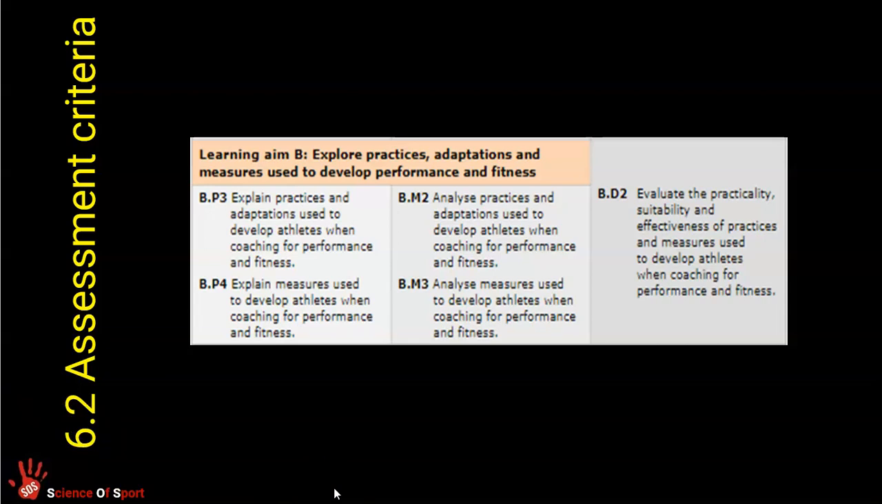This assignment obviously is on practices, adaptations and measures, and you can see it's 2 pass criteria for explaining the practices and adaptations and the measures you might use, 2 merits for analysing those factors, and then the distinction criteria comes from evaluating the things you might choose to be sure that they are most appropriate, they're most practical, they're suitable for your particular participants, to ensure that they're effective and to ensure that the measures actually do what they are required to do for your specific participants.